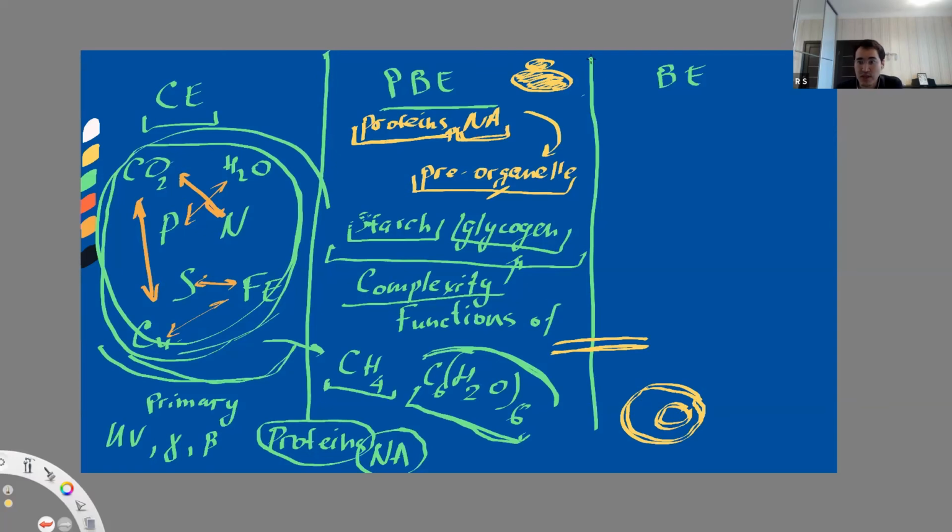So at the end of this pre-biological evolution period, we have the formation of the first cell. And after that, the biological evolution started.